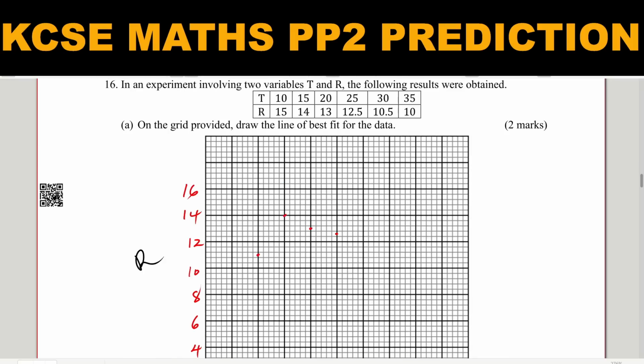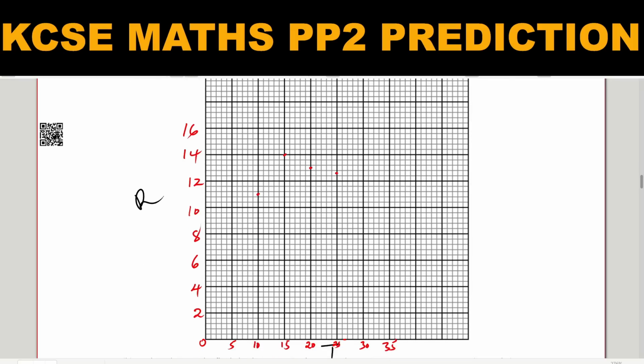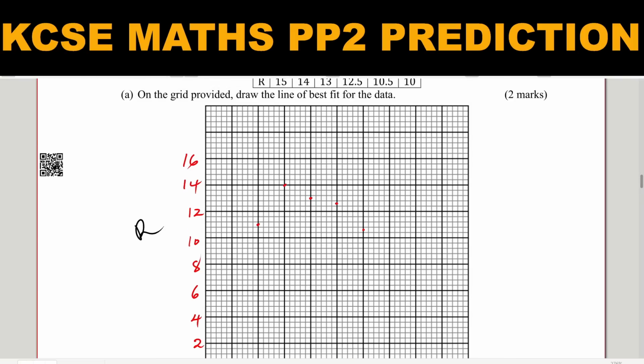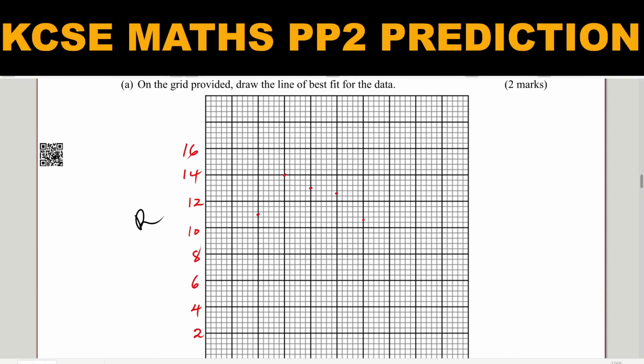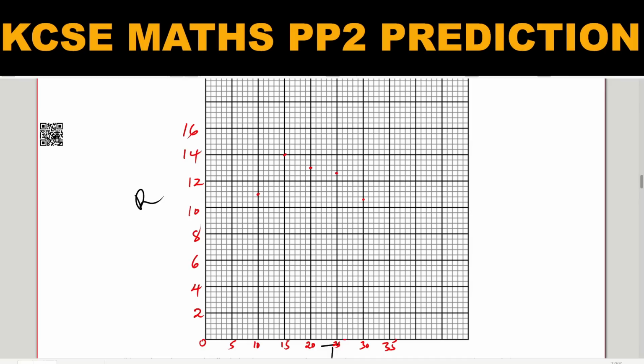Then 30, 10.5. These are 10.4, 10.5 will be there. Then the last one, 35, 10. 35, 10 is there. So now we can draw the line of best fit.